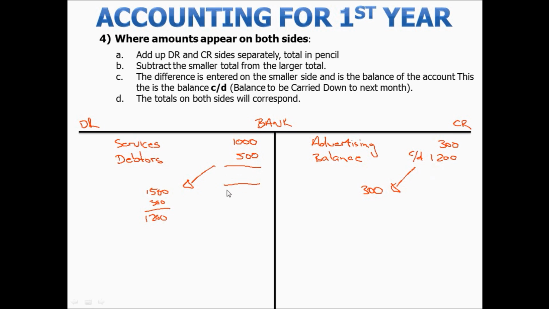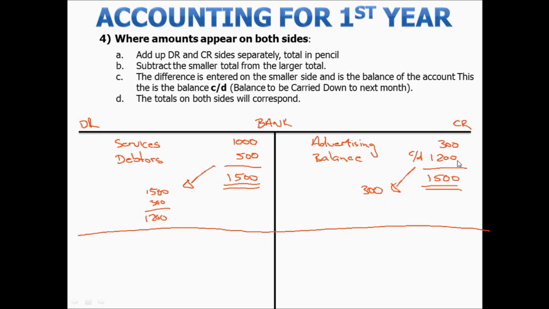We would then total up either side. Debit side would be 1,500. Credit side will also be 1,500. And when we move into the next month, the balance to be carried down on the credit side would then move over to the debit side. This is then called the balance brought down. In other words, brought down from the previous month.